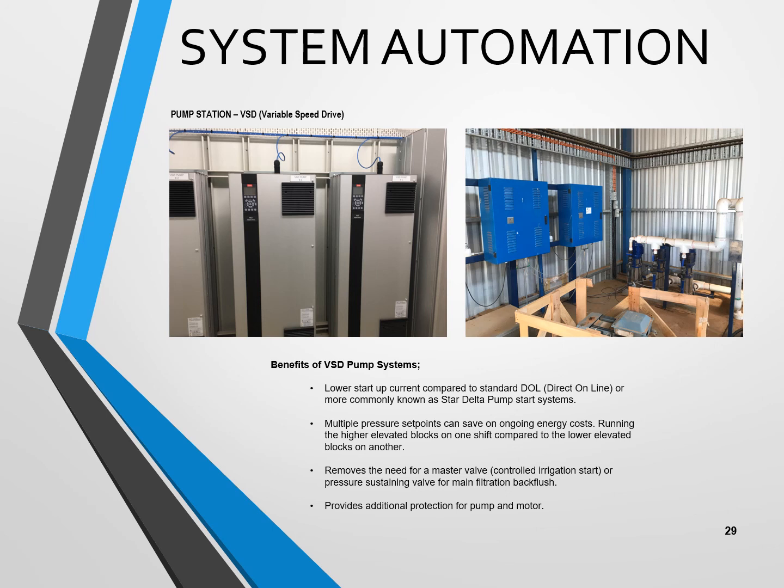Multiple pressure set points can save on ongoing energy costs. For example, running the higher elevated blocks on one shift compared to the lower elevated blocks on another. It removes the need for a master valve or controlled irrigation start or pressure sustaining valve for main filtration backflush. It also provides additional protection for the pump and motor.